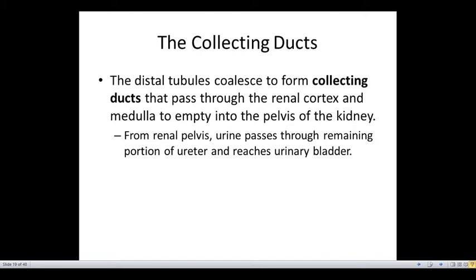The collecting ducts. The distal tubules coalesce to form collecting ducts that pass through the renal cortex and medulla to empty into the pelvis of the kidney. From renal pelvis, urine passes through remaining portion of ureter and reaches the urinary bladder.